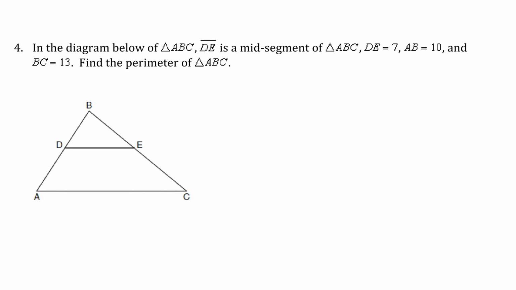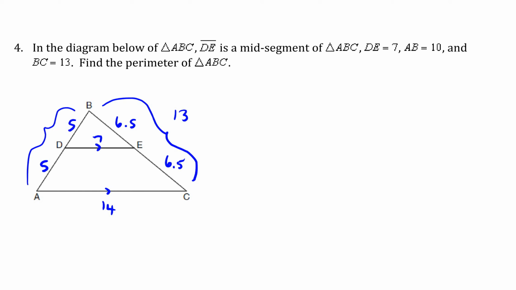Last one, number 4. So it tells us that in triangle ABC, DE is the mid-segment. So I already know that these are going to be parallel to each other. It says that DE is 7, which makes AC 14. It says AB is 10, which makes each of these two pieces 5, DB and AD. And it says BC is 13, making this 6.5 and 6.5. This whole thing is 13, and this whole side is 10.